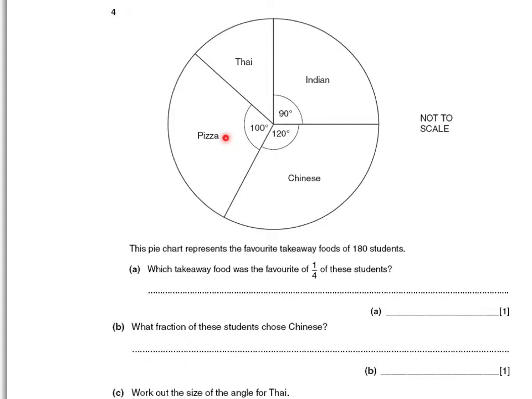So remember, a quarter means one whole divided into 4 equal sections. So which one of these sections looks like a quarter? Well, if we look carefully, the one that looks like a quarter is Indian. So the favourite food of a quarter of the students was Indian.